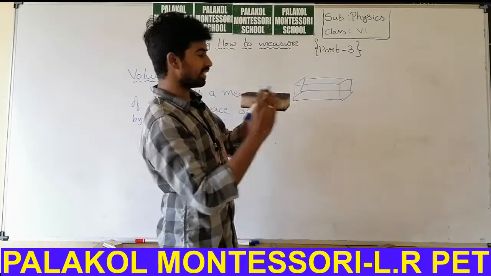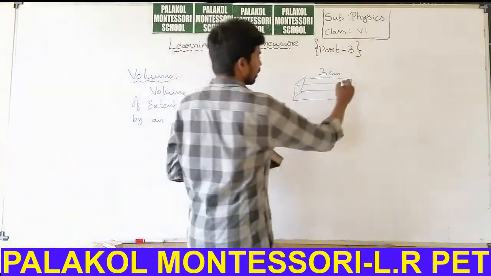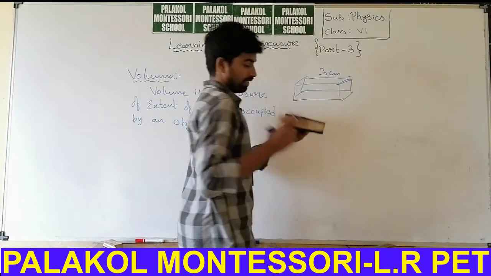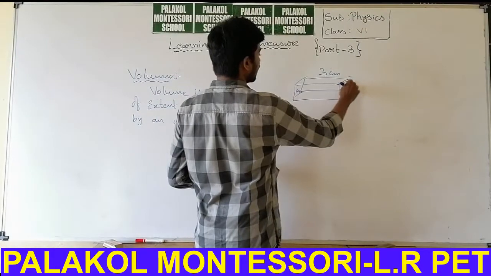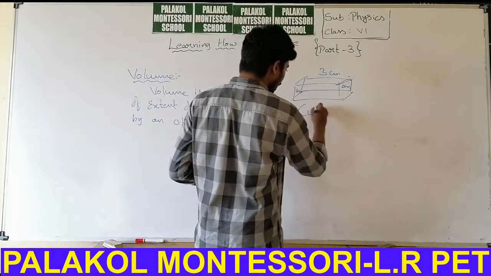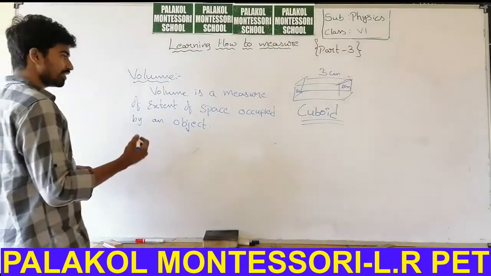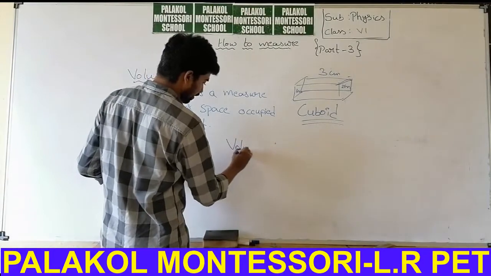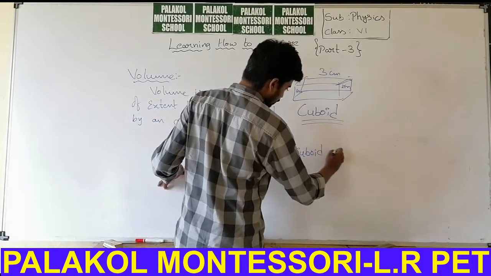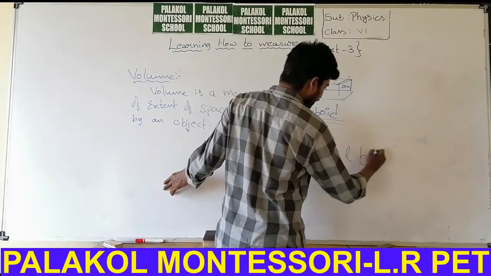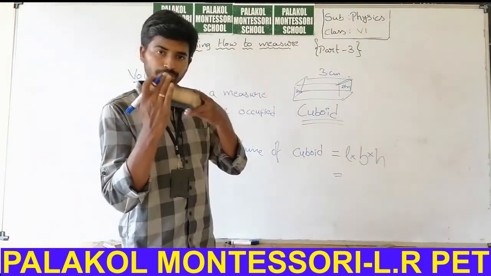So the length is 3 centimeters, this length is 2 centimeters. This is 3, this is 2 and this is 1. Let us take it like that. Then you can call this a cuboid. To measure the volume of a cuboid, there is a formula. Volume of cuboid is equal to length into breadth into height.